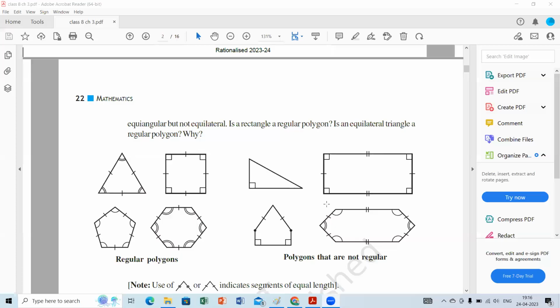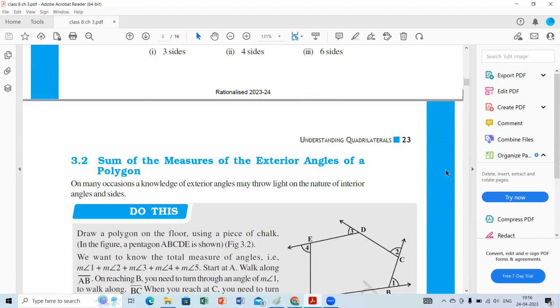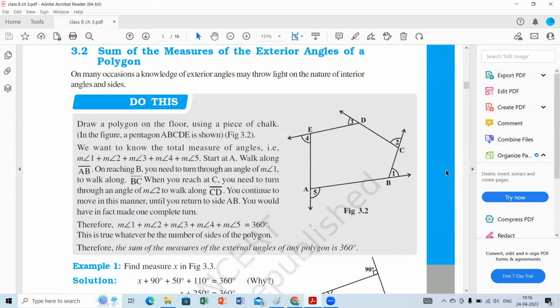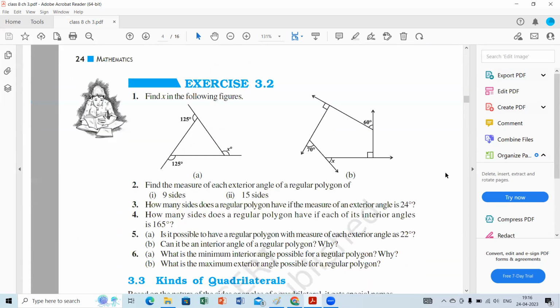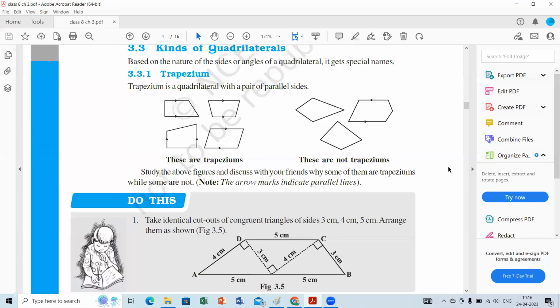What is an isosceles trapezium, children? Ma'am, one pair of sides is equal. Two sides are equal and the other sides are not. In an isosceles trapezium, the non-parallel sides are equal. Such a trapezium we call an isosceles trapezium.